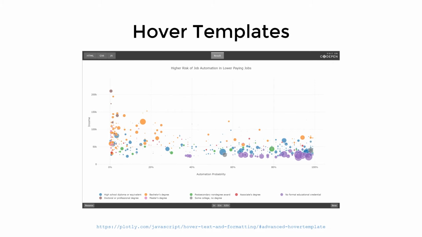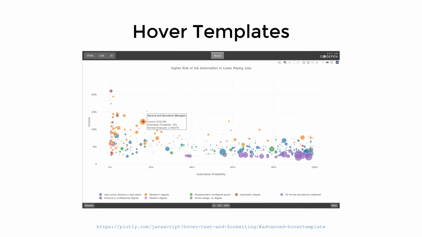In this example depicting the risk of job automation in lower paying jobs, when we hover over an individual data point, we see not only the job itself, but we also see the income, the probability of automation, and the number of people employed in that given job. So this is information that is mostly available on the chart anyway. The automation probability is coming from the x-axis, the income is coming from the y-axis, and the number of people employed is relatively shown using the size of the marker.